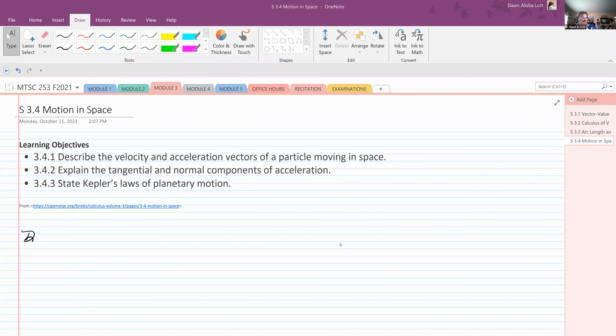Okay, now this is section 3.4, motion in space, and we're going to learn about the unit normal and how to find the tangent and the normal of curves. We normally don't cover torsion and the binormal vector, so I don't think I actually gave you problems on that. I hope I didn't, because we don't normally cover it.